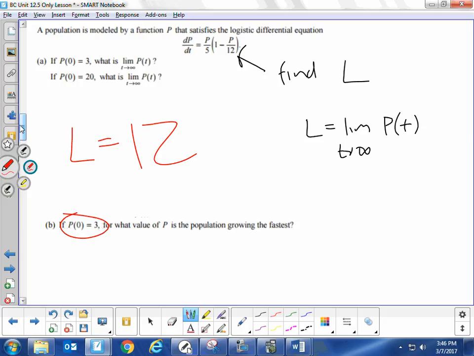It's not even when. For what value of P is the population growing the fastest? When is dP/dt at a max? The same point as my inflection point. At where? L over 2. 6. That's your answer to that one. Okay? Piece of cake. And that was 3 points of a 9-point question.